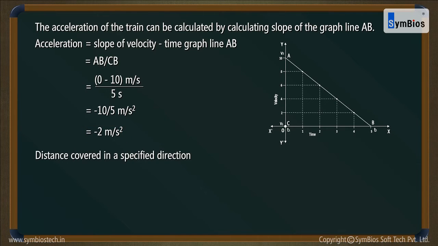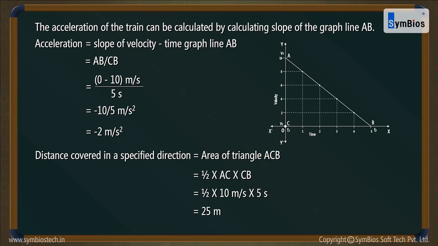Distance covered in a specified direction is equal to the area of triangle ACB, which is equal to half into AC into CB, equal to half into 10 meter per second into 5 second, equal to 25 meters.